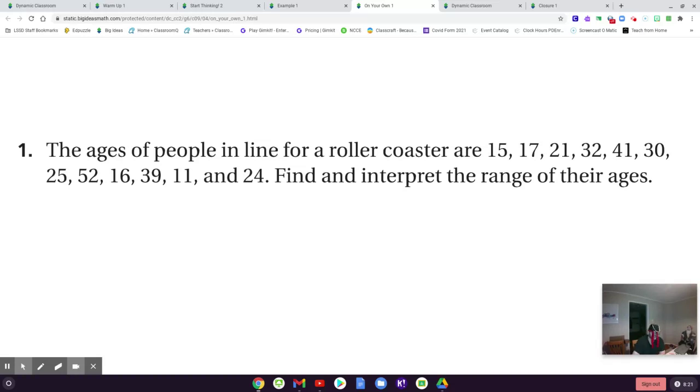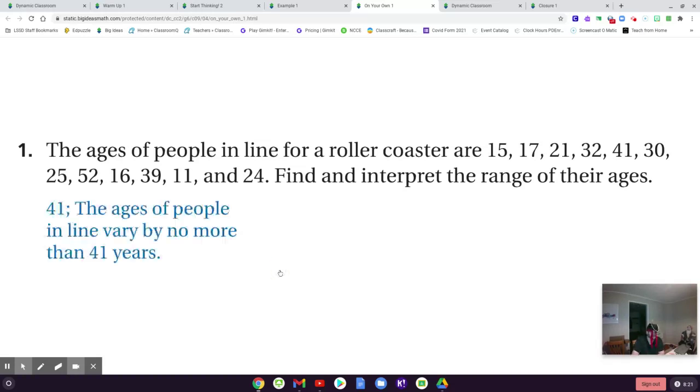Again, to find the range, it's sometimes easier to put them in order from smallest to biggest. The biggest number on here is 52. The smallest, or youngest, person in this roller coaster line is 11. 52 minus 11 is 41. So the range in ages is 41 years.